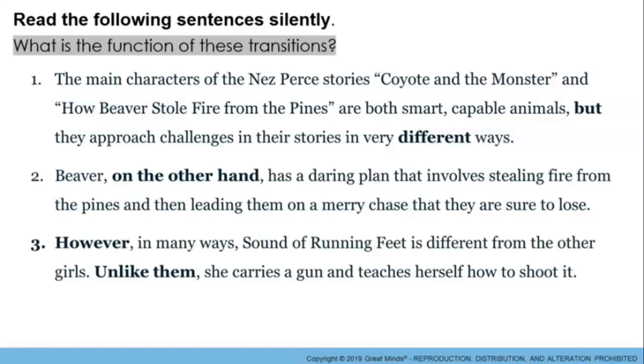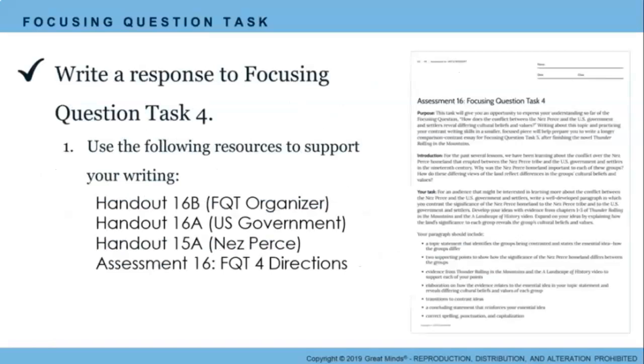Okay, if you said contrasting, you were correct. However is showing the difference. So it is saying, well, maybe the other girls do this. However, Sound of Running Feet does this. Okay, she carries a gun and teaches herself how to shoot. Okay. All right, 2 more slides.